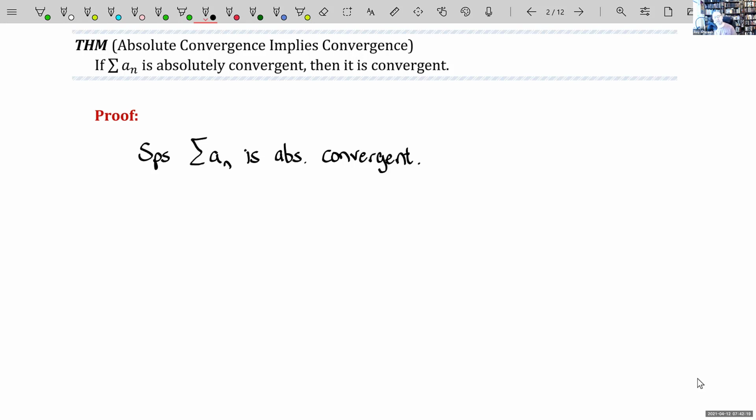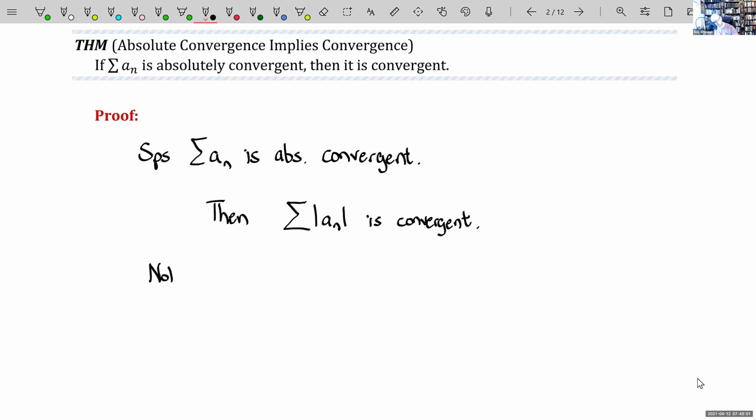So let's suppose that our series is absolutely convergent. Now, that basically means that the summation of its absolute values, so I'll just write the consequence of it, that the summation of the absolute values of our series terms is convergent. Now, right now, we cannot assume that the series itself is convergent, because that's what we're trying to prove. By definition, all I have is that the series of the absolute values is convergent. We're going to go ahead and prove that the series, therefore, must be convergent.